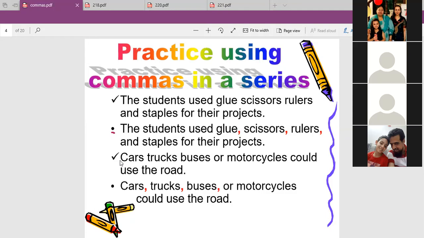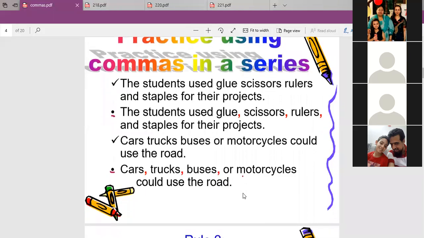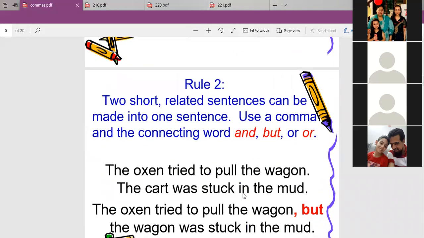Okay, so we have here the wrong one. Cars, trucks, buses, or motorcycles could use the road. So this is the wrong one. They have talked about more than one thing. Then we see the correct one, the last one. Again, this is the correct one. Cars, comma, trucks, comma, buses, or motorcycles could use the road. So simply when I'm separating this one and more things, I have to use a comma before them. Rule number 2.